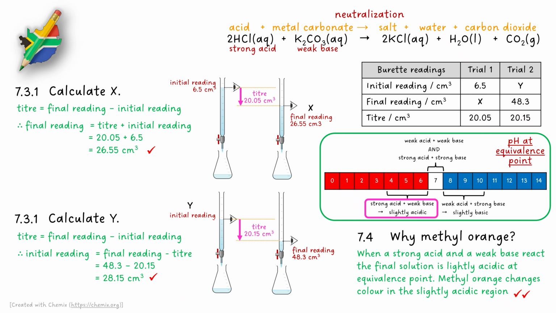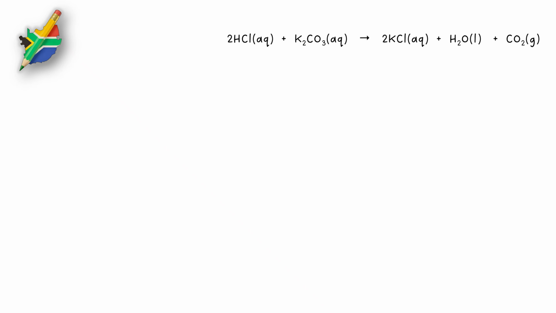This question asks us to find what the value of X and Y are in the table and to give a reason for the choice of methyl orange as an indicator. We are given the reaction equation. We can see we have an acid.